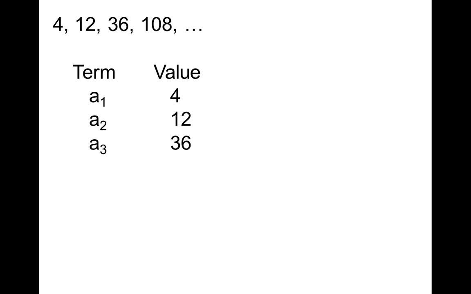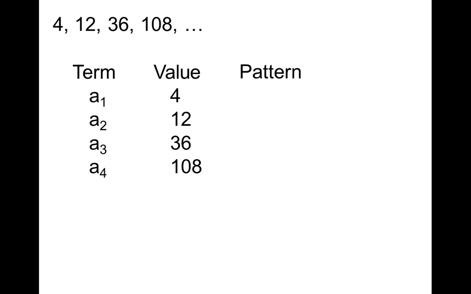So let's look at the 4, 12, 36, 108 that we started looking at. Let's make a table, kind of like we did with the arithmetic sequence, and see if we can figure out something that's going on with the pattern of the terms and their values. So the first term here is 4. The second term is 12. The third term is 36. The fourth term is 108.